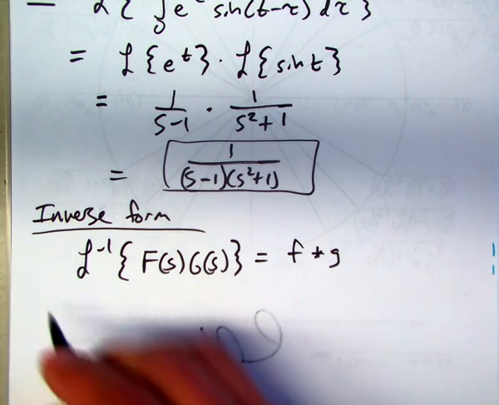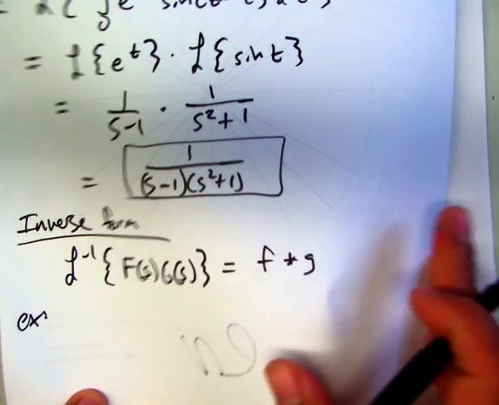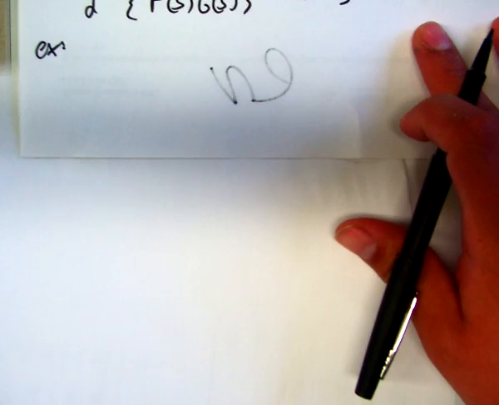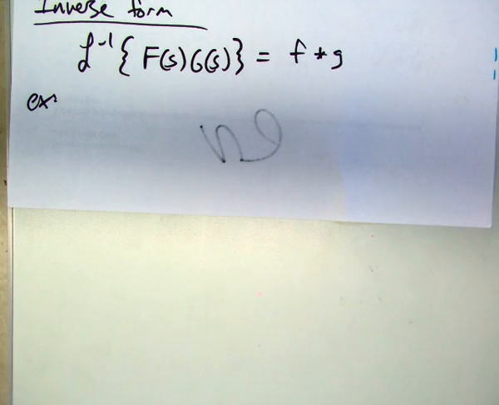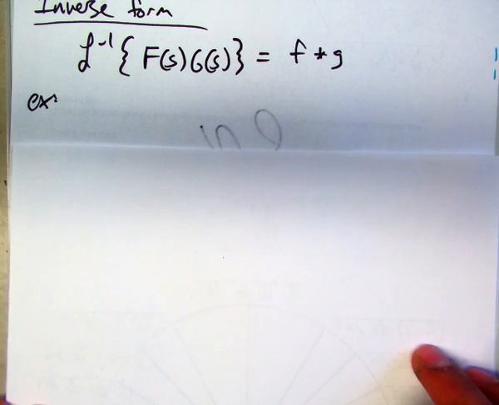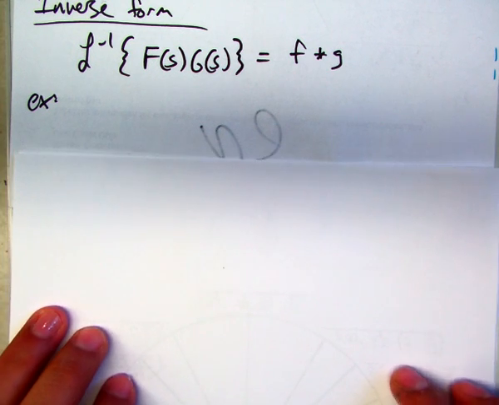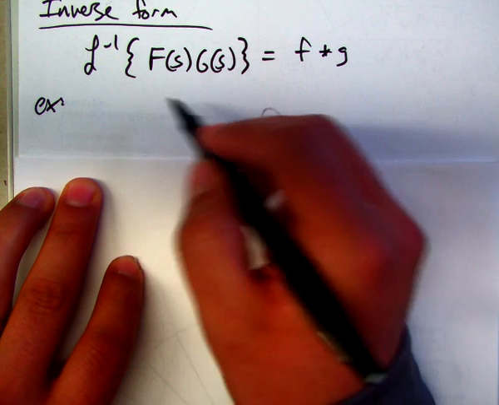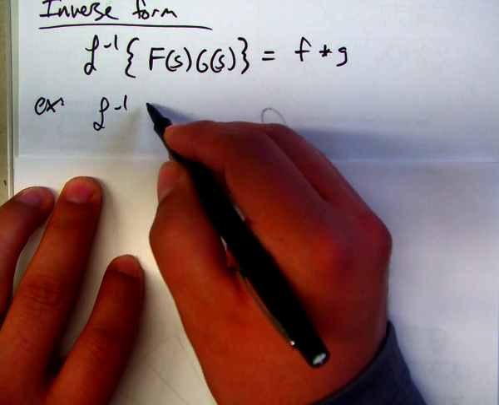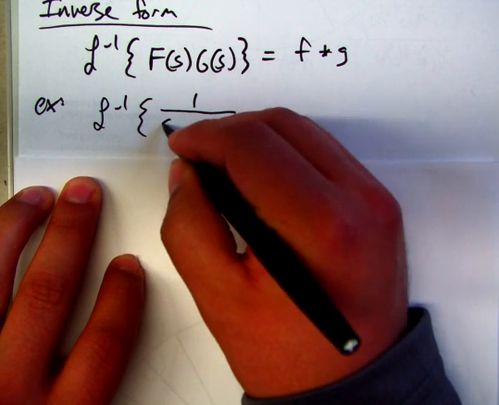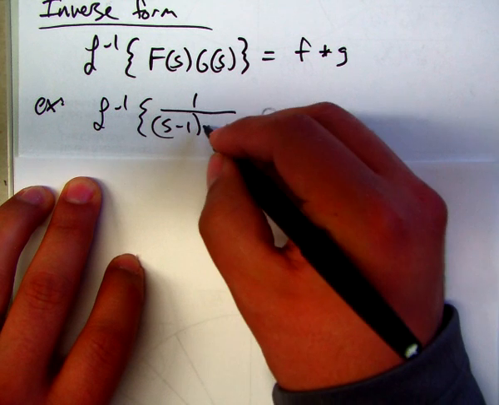So here's an example to illustrate why you might be interested in this. Well, maybe you won't be. Who knows? Let's say you have the inverse transform of 1 over s minus 1 times s plus 4.